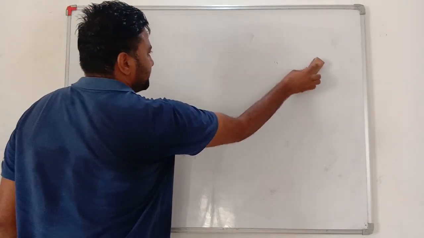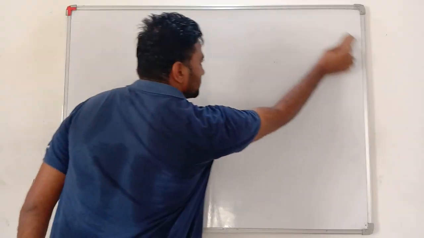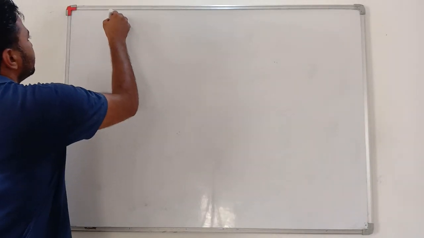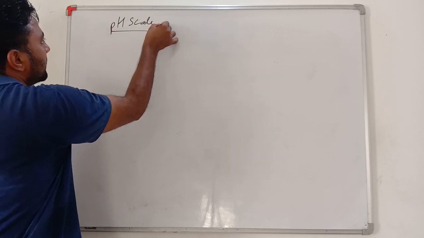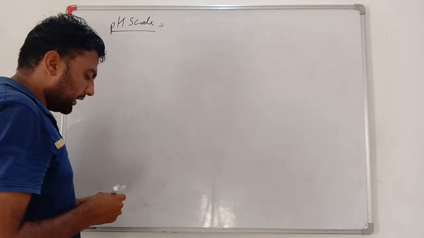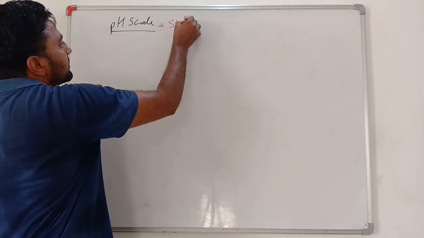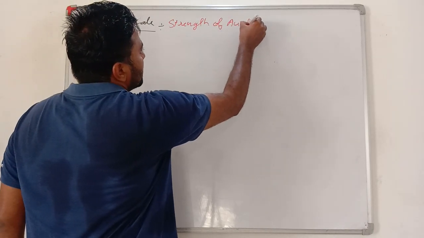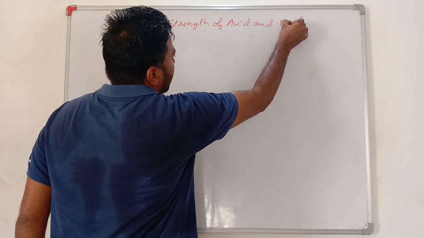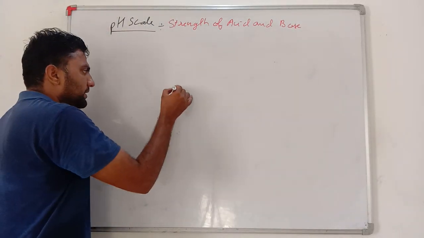Okay, my dear students, now we will see the pH scale. This pH scale tells us about the strength of acid and base. See, my dear student, let's take an example.